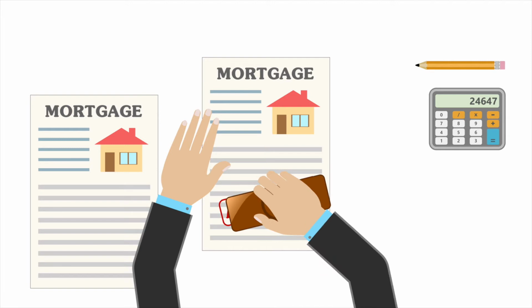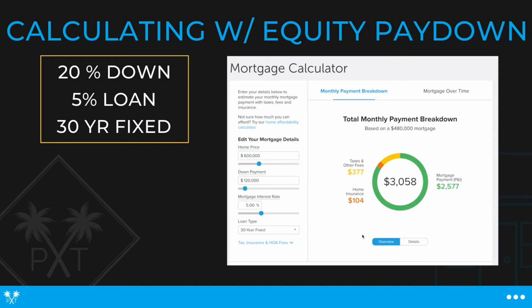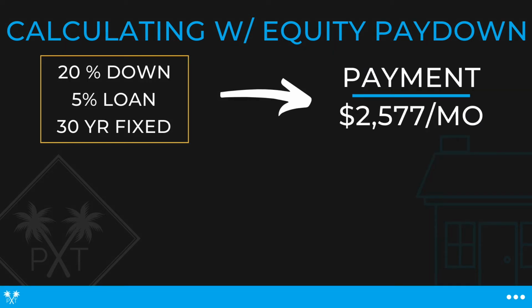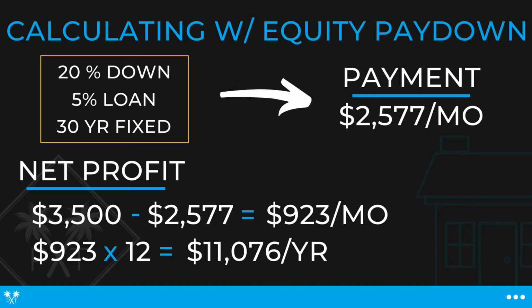Let's go ahead and assume that we took a loan where we put 20% down at a 5% interest rate on a 30-year fixed term. When we put these terms into a mortgage calculator, we get a payment of $2,577 per month. In order to calculate net profit, we're going to take our net income per month of $3,500, subtract our payment of $2,577, which will leave us with $923 per month of net profit. And in order to calculate the net profit for a year, we'll multiply that by 12, which will leave us with $11,076 per year of net profit.